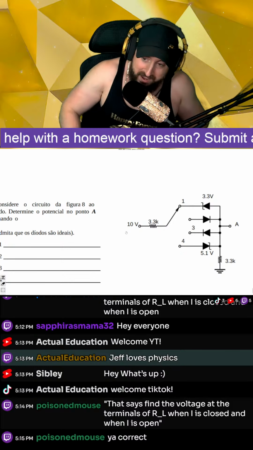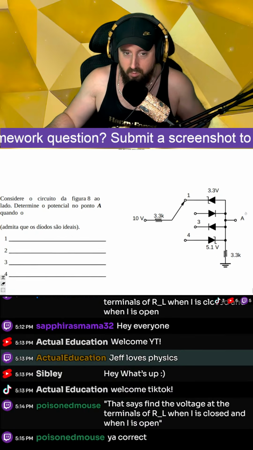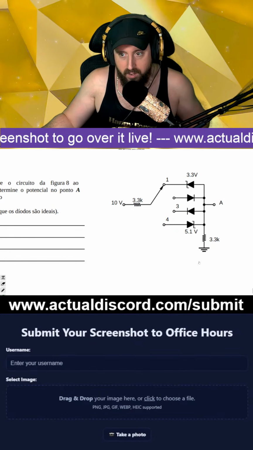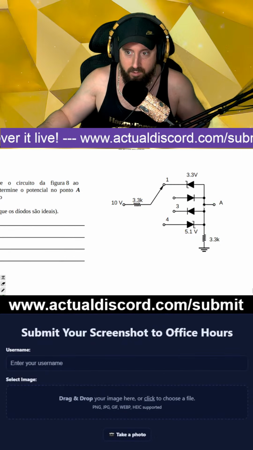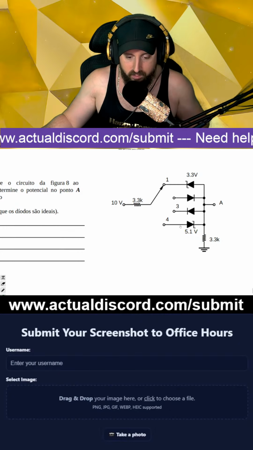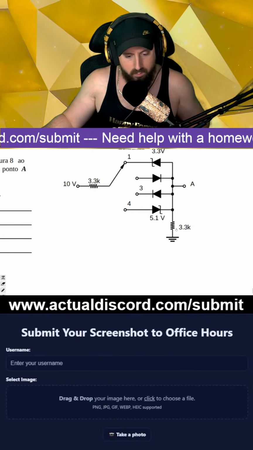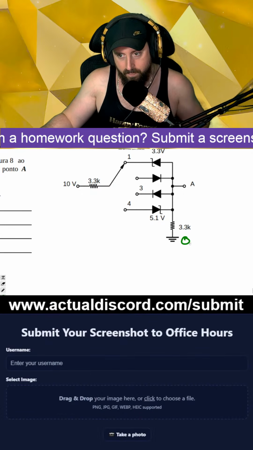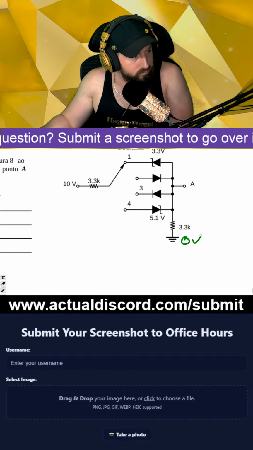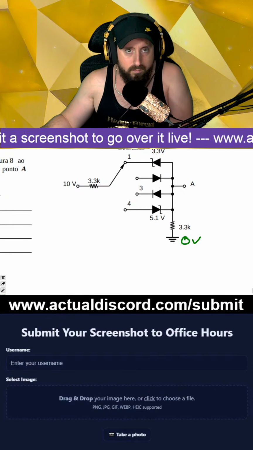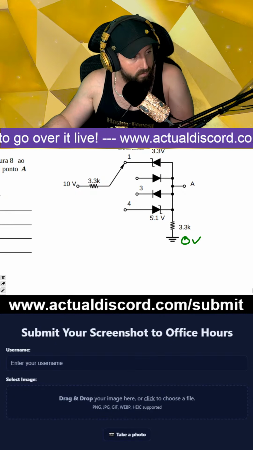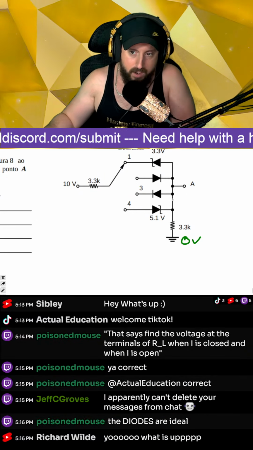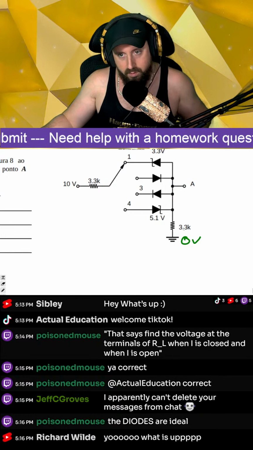Oh, interesting. So A is here, and I assume A is measured relative to ground, right? The easiest path for A to go down to ground is through a 3.3 kilo ohm resistor. So this is 0 volts, right? We're doing little circuits. The voltage at A, I think, is measured in reference to this.